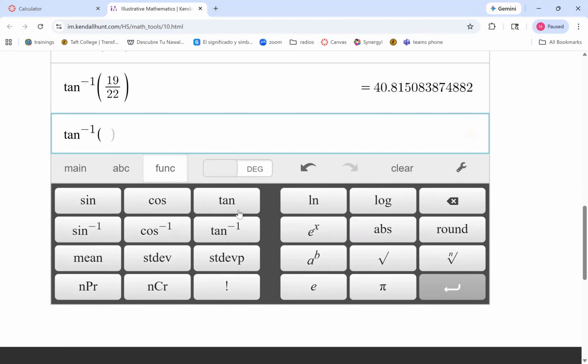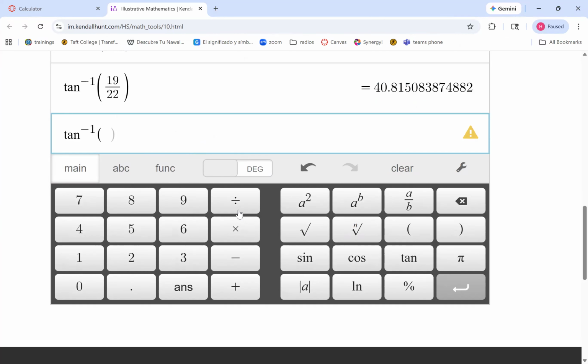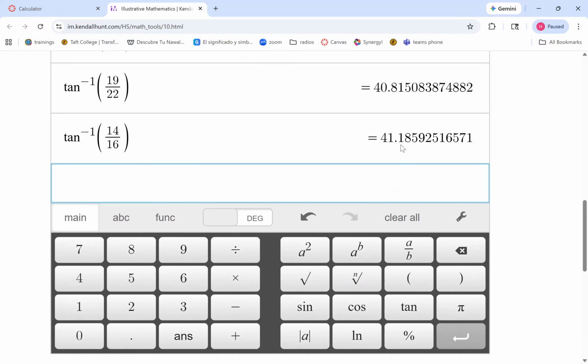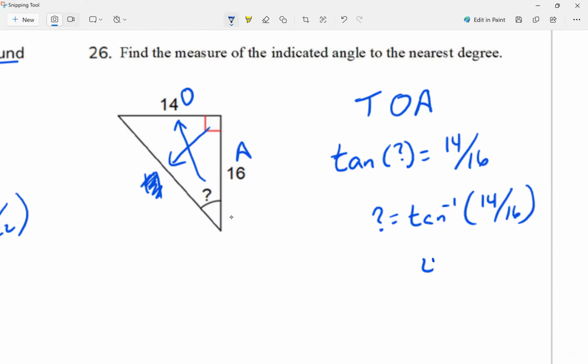So tan inverse, come back to the main, 14 over 16. And I see my answer there. I'm going to round it to the nearest whole number. So let me call that 41. I went to the nearest whole number because that's what it said, to the nearest degree.